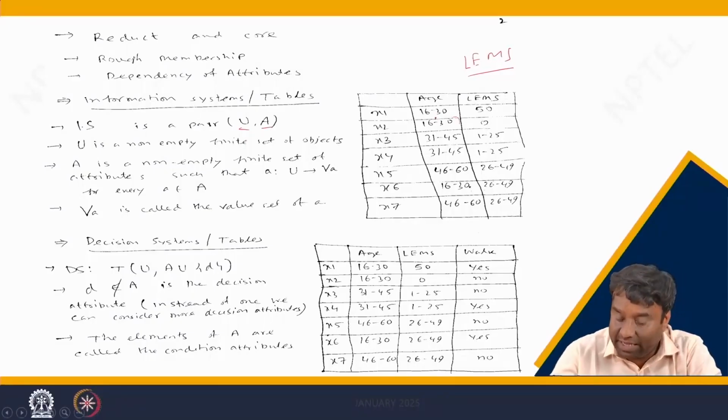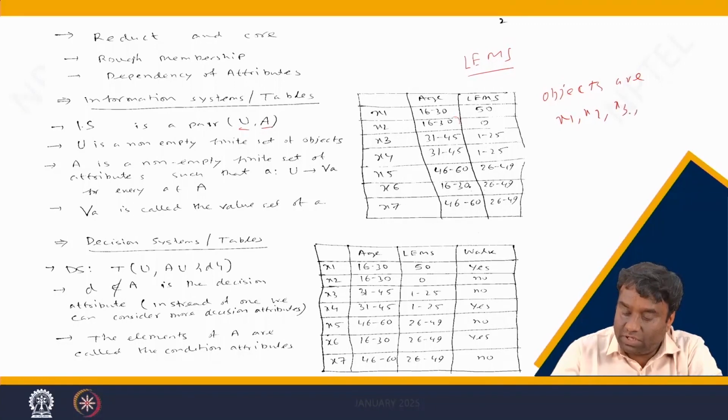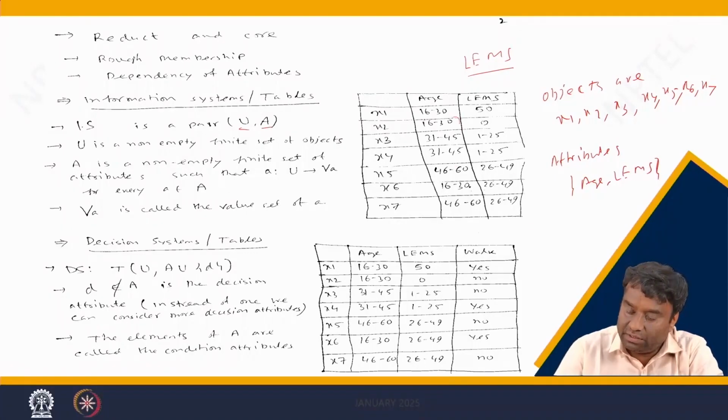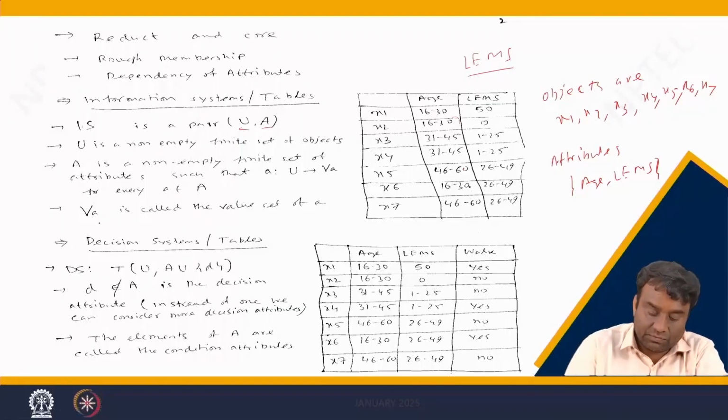Here you can say that objects are x1, x2, x3, x4, x5, x6 and x7, and attributes are age and LEMS, and these entries are the values. VA is called the value set of A.